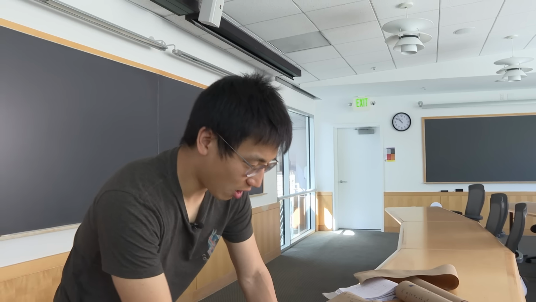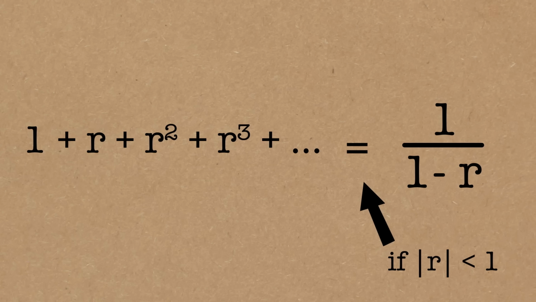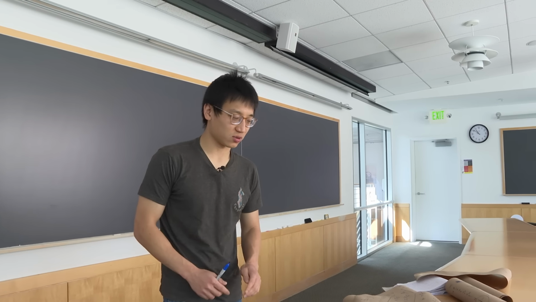So earlier on, we were talking about this function 1 plus r plus r squared plus r cubed and so on as a function of r. And then we said that as a function of r, it's equal to 1 over 1 minus r, at least when r is less than 1 in absolute value. And then this 1 over 1 minus r has fewer restrictions on what you can plug in for r. You can plug in any r that's not equal to 1. You'll get a sensible answer.